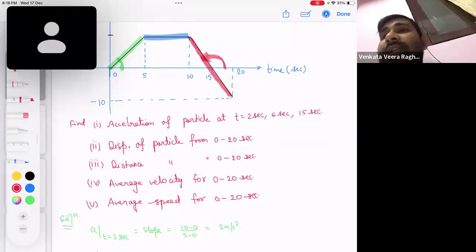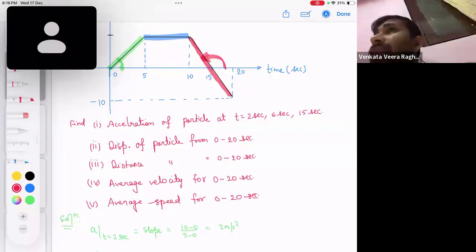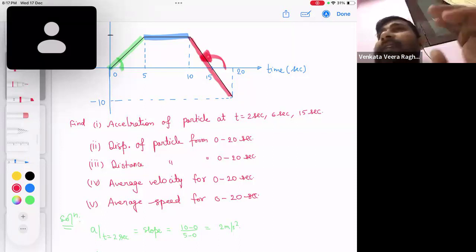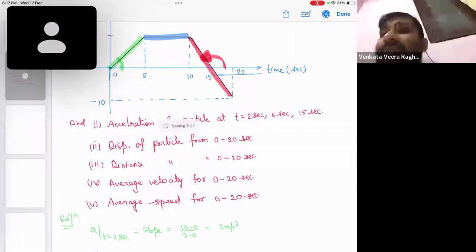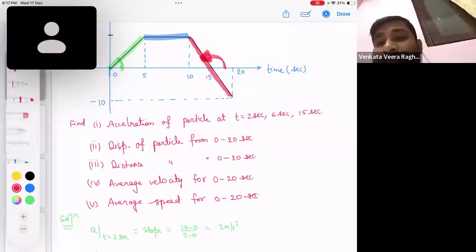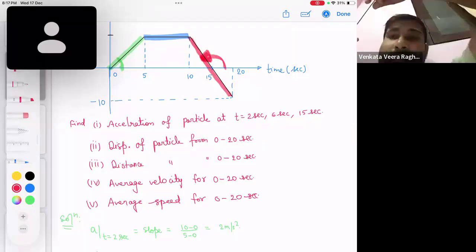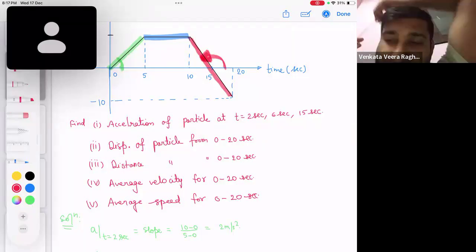Slope is always measured in which direction? Any curve or any tangent. If I want to measure the slope of that one, we will always measure the angle from the positive x-axis in the anti-clockwise direction. If angle is acute, slope will be positive. If angle is obtuse, the slope will be what? Negative. So this one has negative slope. How much negative? Is it again 10 by 5 is the negative value? Yes, sir.